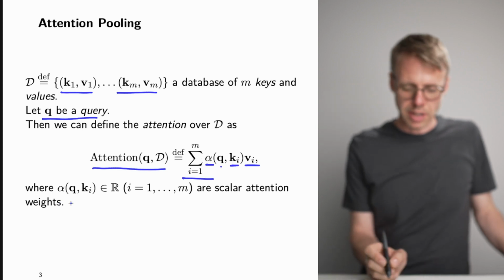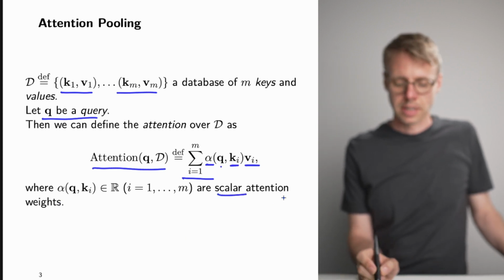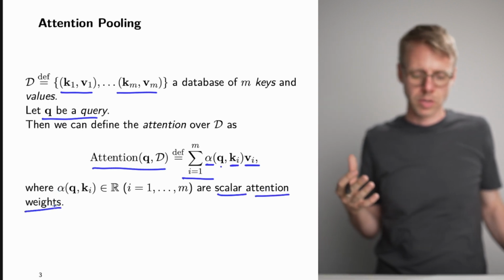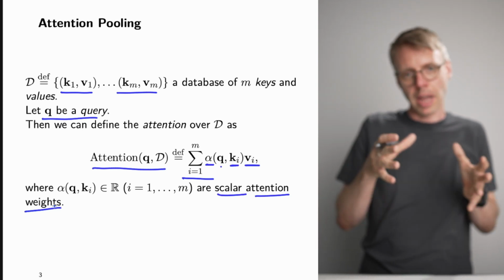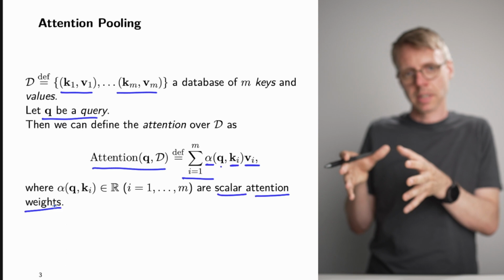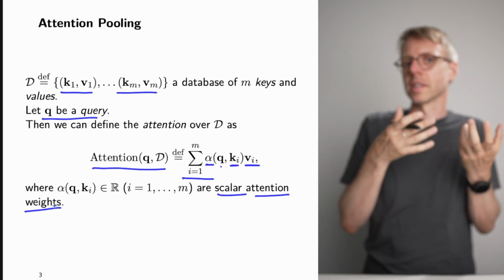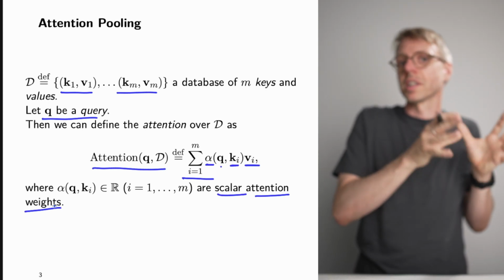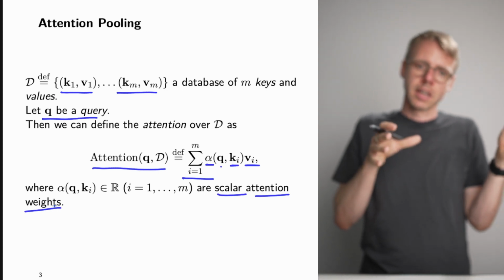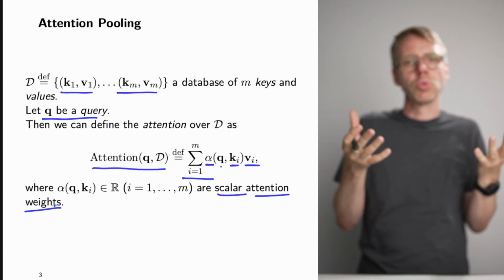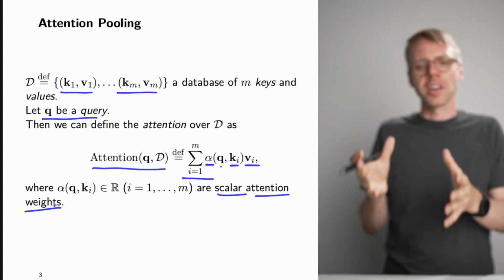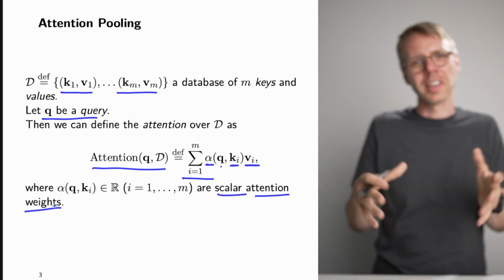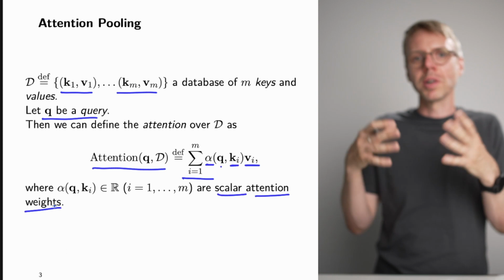And what is alpha? Well, it's a scalar function that is what we call attention weights. So our query applied to a key in the database produces this alpha attention weight. We can think of this as basically, if alpha, this attention weight, is large, then this attention mechanism or attention pooling pays a lot of attention to this particular key value pair. So in this weighted sum, the corresponding value will receive a large weight.